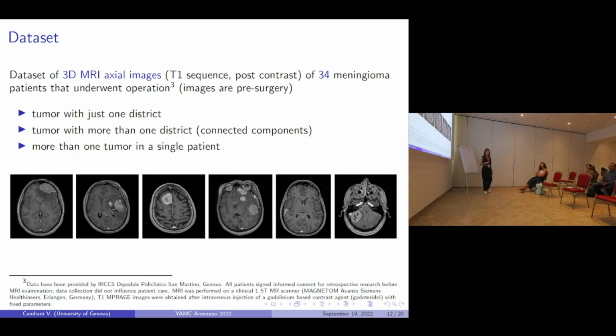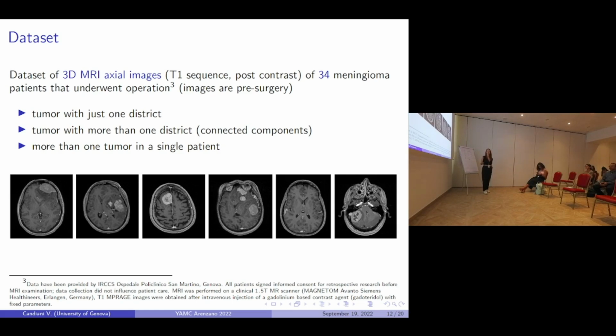So let me present a little bit the data set that the doctors were able to provide us with. We have 34 meningioma patients, so not as many as one would aim at, but that's what we have so far. And here I just put some examples of them, because the data set was quite heterogeneous.